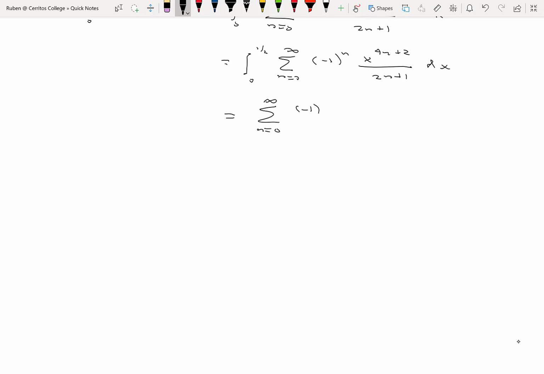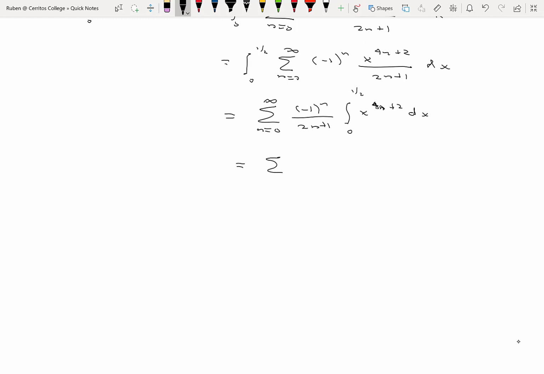Negative 1 to the n doesn't have any x's on it. 2n plus 1 doesn't have any x's on it. I stop when I hit x to the 4n plus 2. Integrate that with respect to x from 0 to 1/2. The integral is very simple. It's just a power, x to the 4n plus 2.